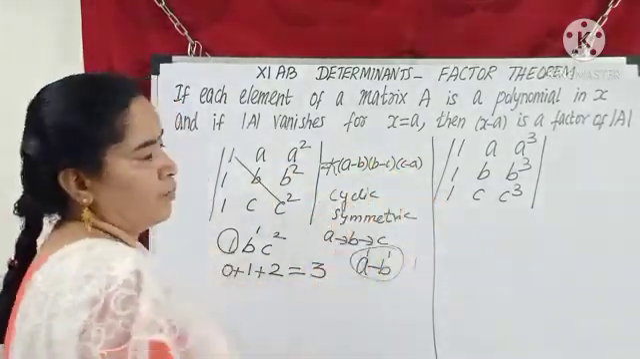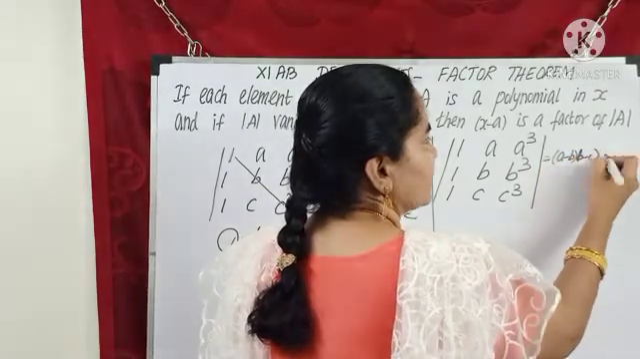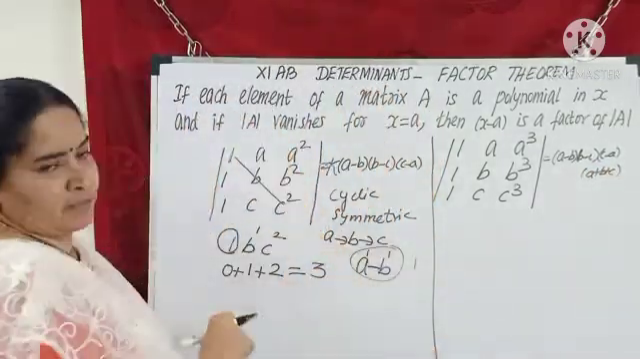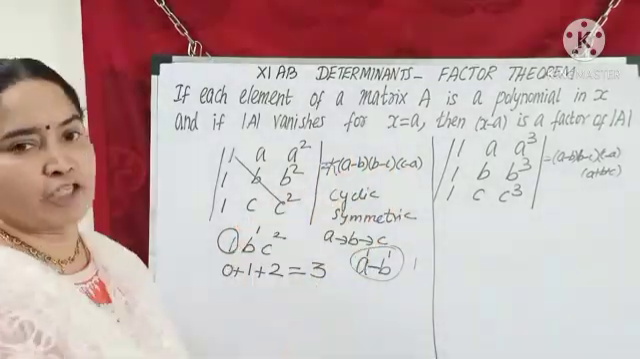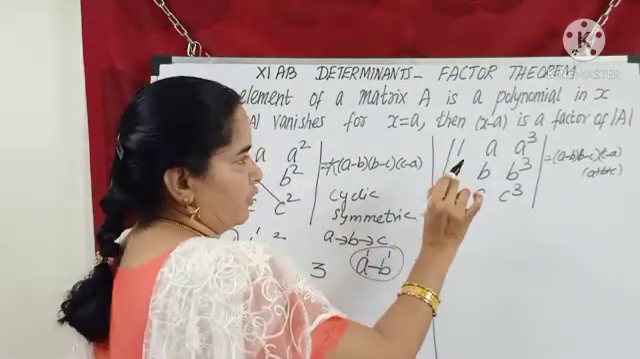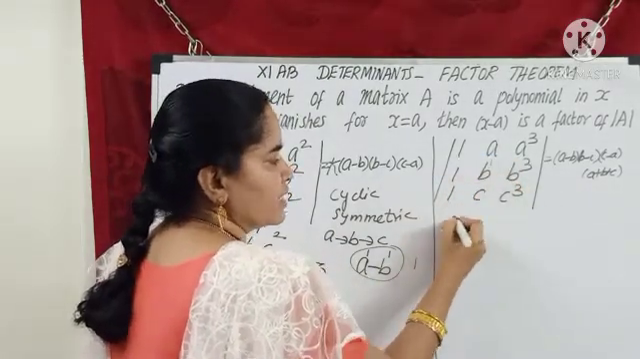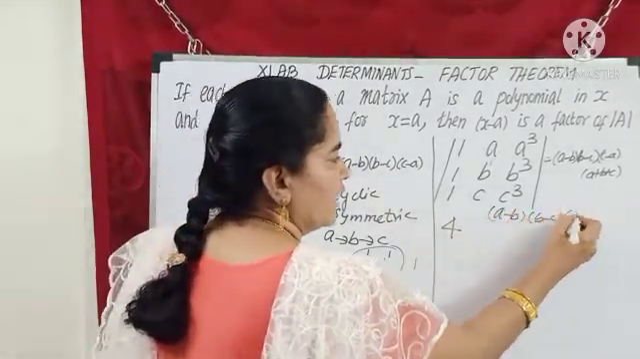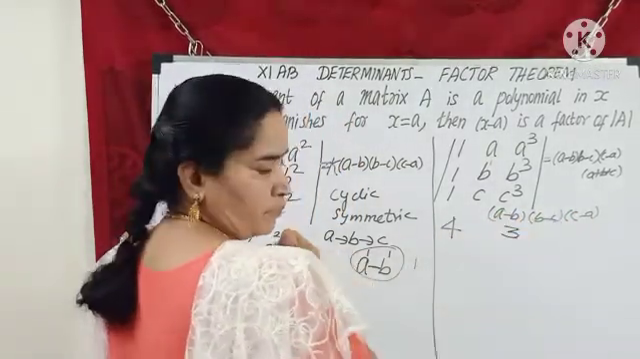Now look at this problem. Here, my answer will be (A minus B)(B minus C)(C minus A) into (A plus B plus C). The same pattern, I will show 3 factors: A minus B, B minus C, C minus A. But what is the degree of the determinant? A degree 1, B degree 1, C power 3. Altogether, the degree is 4. But on the RHS, we proved only A minus B, B minus C, C minus A. What is the degree? Together, it is 3.